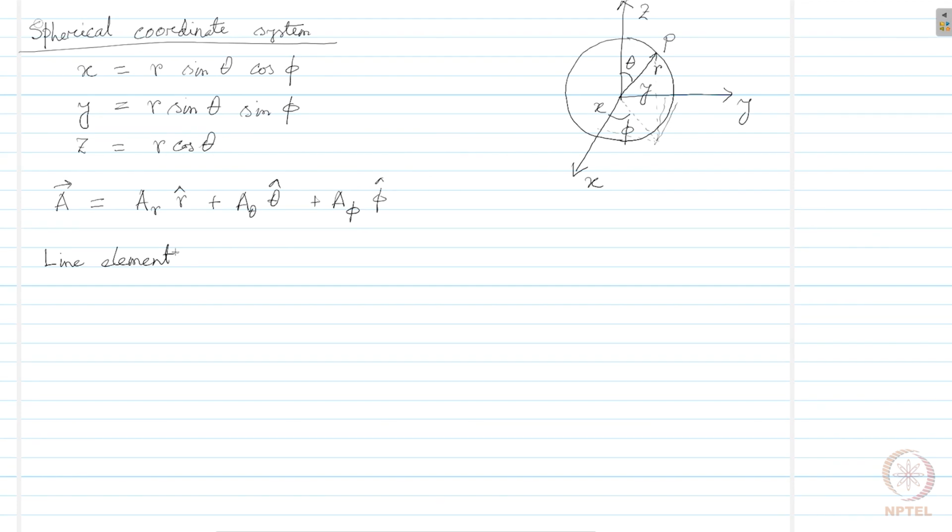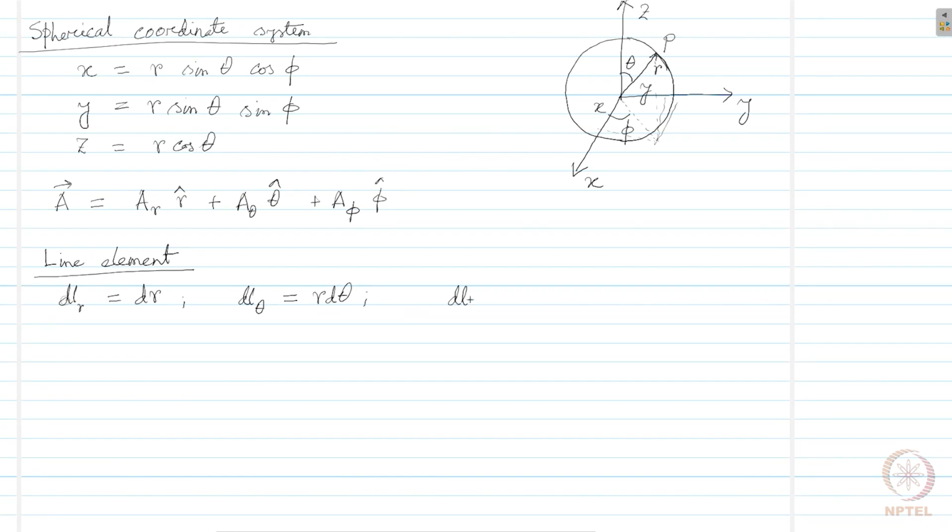A line element along r, let us write it down as dl with subscript r, that is nothing but dr. If we consider the theta component of the line element, that would be r d theta, which is clear from this picture. If you move r in this direction to increase the value of theta, the distance it will travel is r d theta, r times the change in theta.